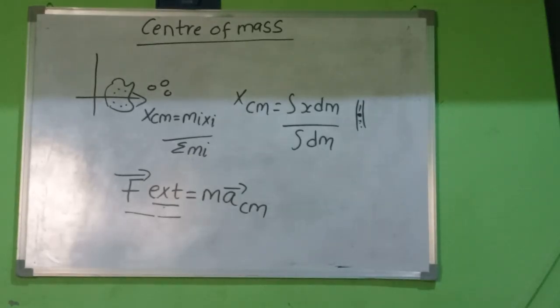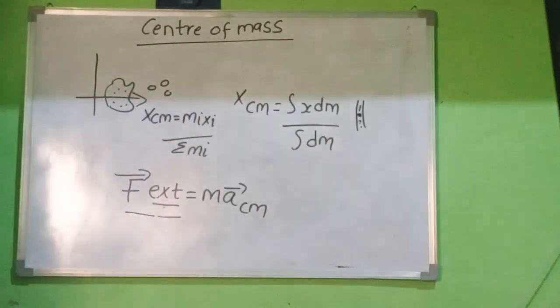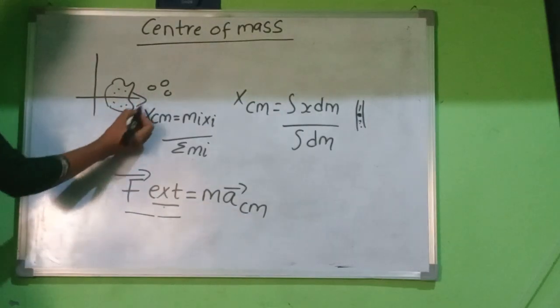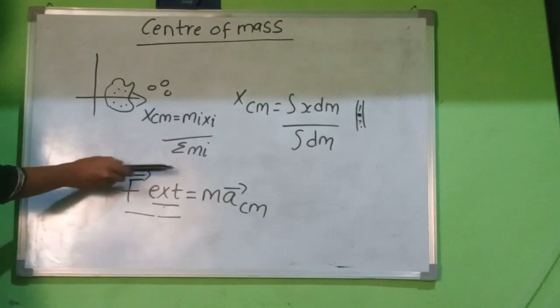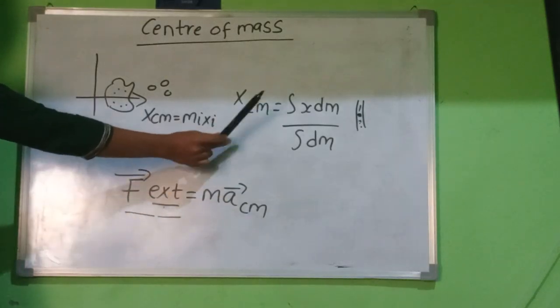Today we'll discuss the center of mass, a part of rotational dynamics. It is a very important topic, and here are two important formulas to calculate the center of mass. This formula is applied for discrete masses, and this formula is applied when a continuous mass distribution is given.